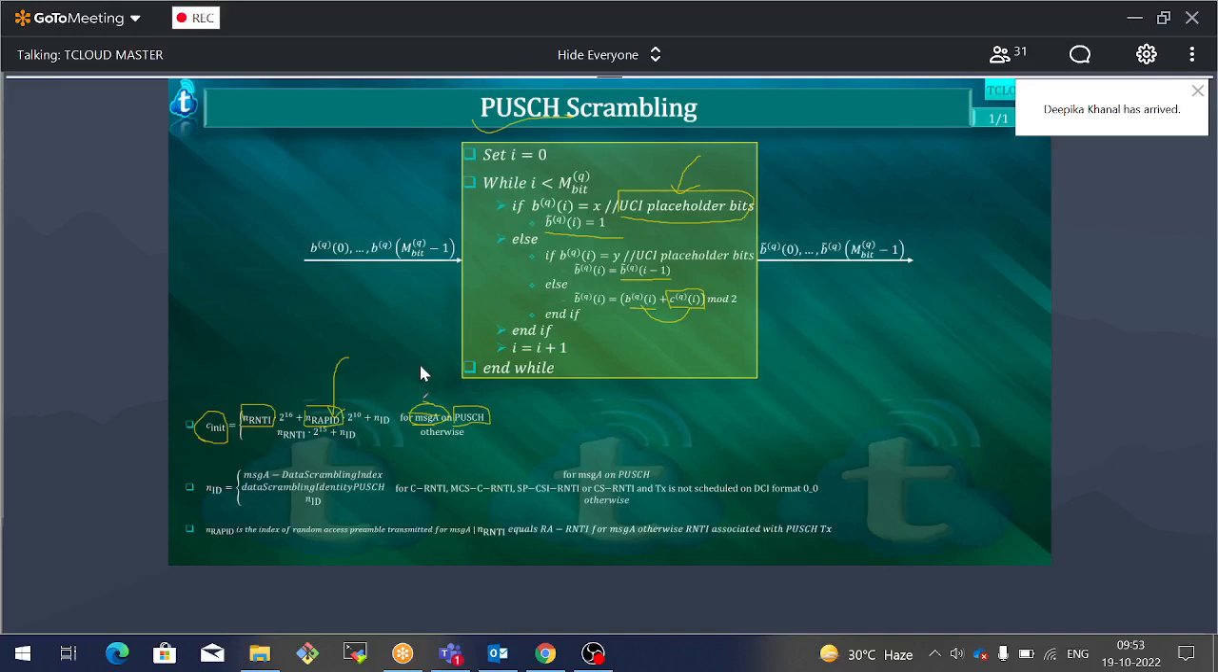But in case of PUSCH normal transmission, when the mobile is in connected state, definitely the mobile equipment has already been associated with an RNTI. So that RNTI would be used for calculating the C init value.